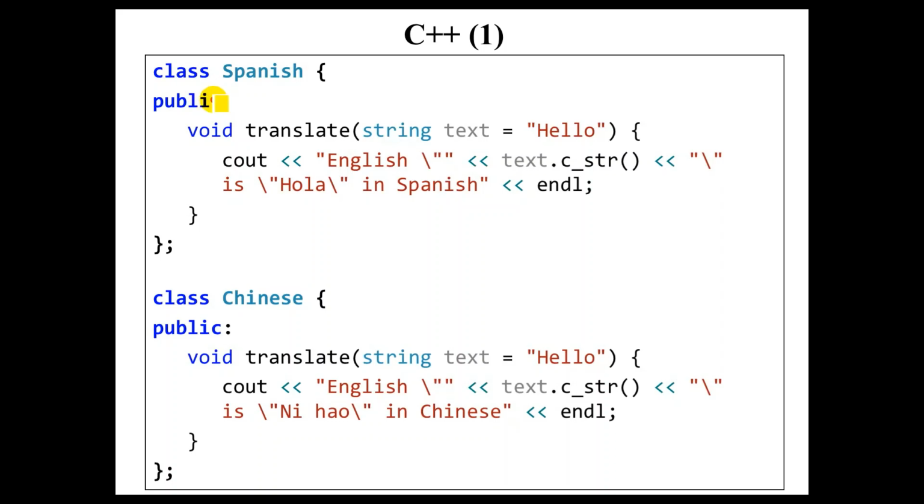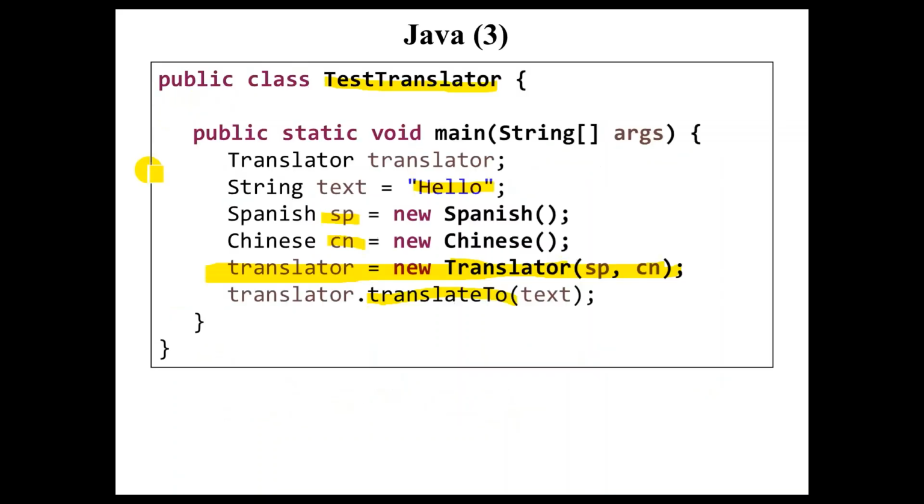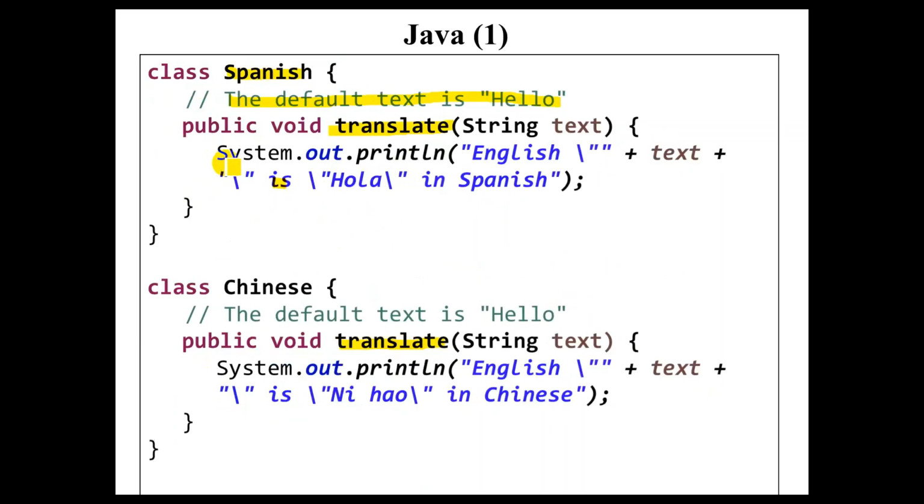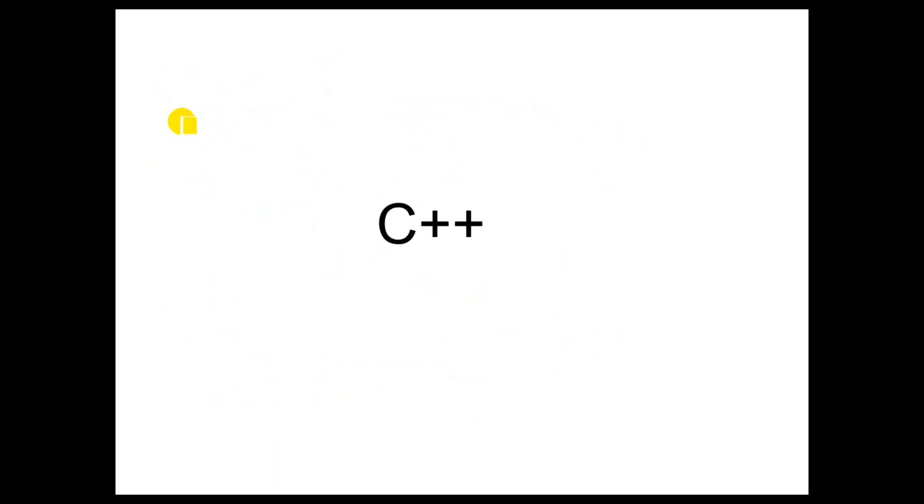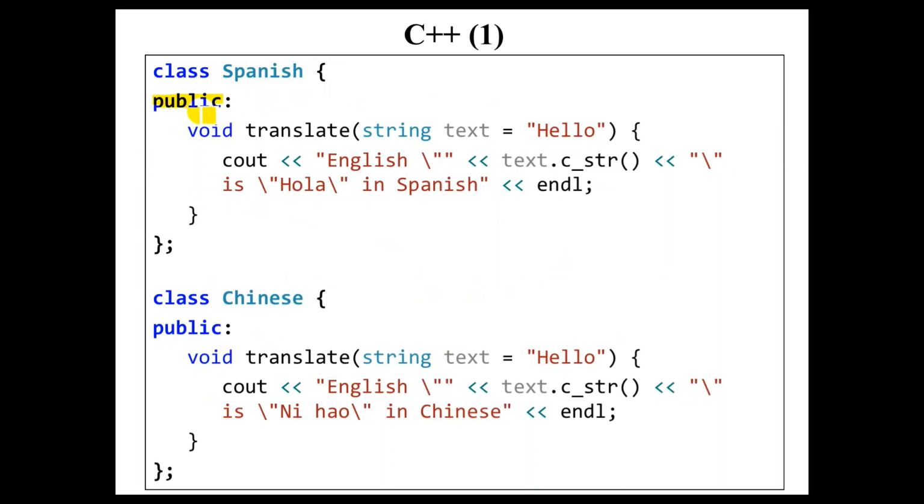You can see that we had public here, like this in Java, but here it is in this way. So public void translate, and now you are directly passing the default text hello in this way. Okay, that is the difference. And you are printing hello here, and it is the translation in Spanish.